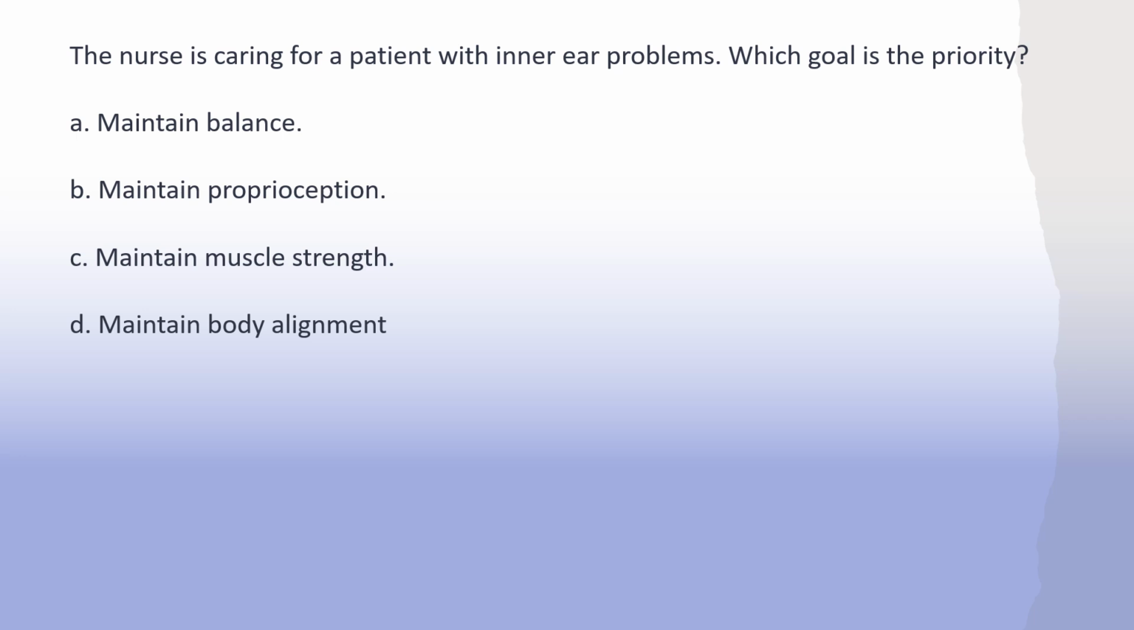The nurse is caring for a patient with inner ear problems. Which goal is the priority? A. Maintain balance. B. Maintain proprioception. C. Maintain muscle strength. D. Maintain body alignment.